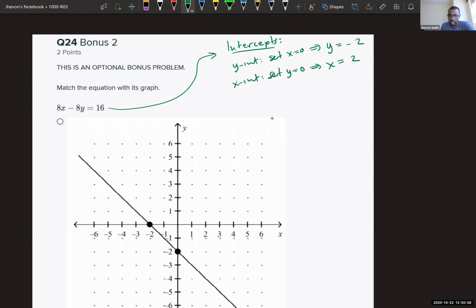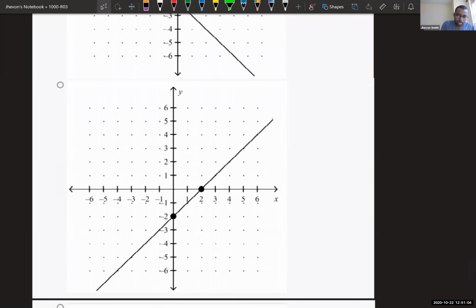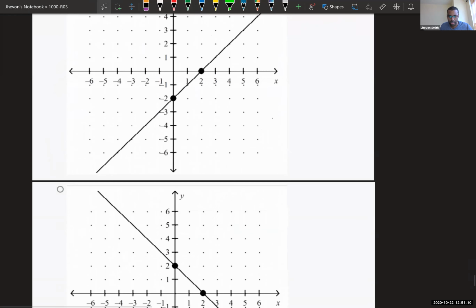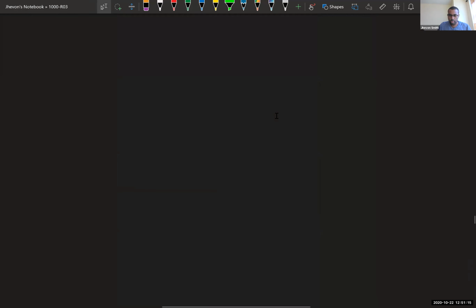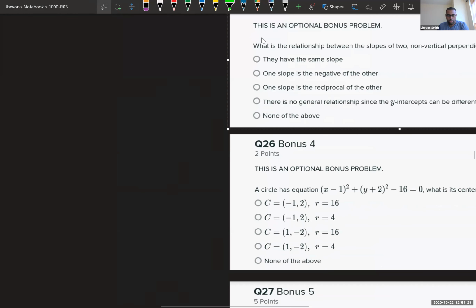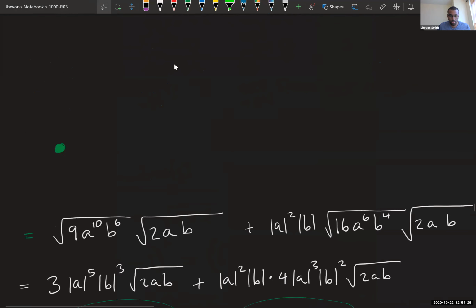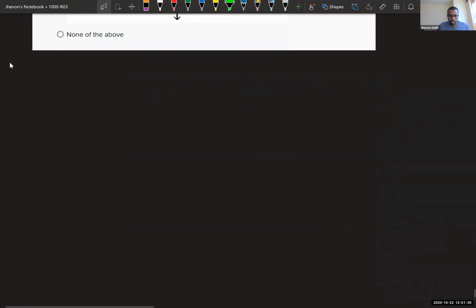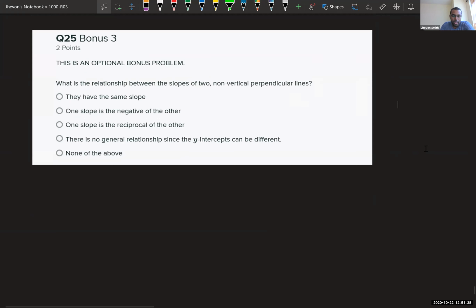So I just need a graph where y goes through -2 and x goes through +2. So it's not that. It's this. Done. You don't even have to look at the others. Yeah, so the bonus rounds are actually pretty easy. I think a lot of people could have tried the bonus and gotten some points back.